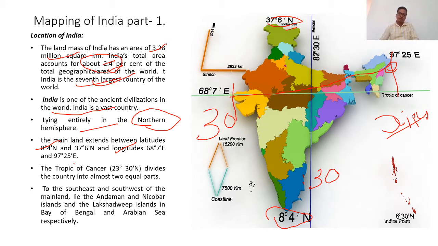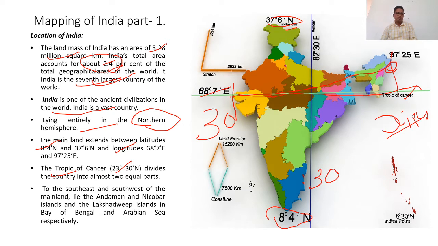So that means the total variation of latitude would be 30 degrees. Okay, so the Tropic of Cancer passes through here. You can see the Tropic of Cancer, this line. This line is passing through this region. Tropic of Cancer is the 23.5 degree latitude. This would be one line of latitude.